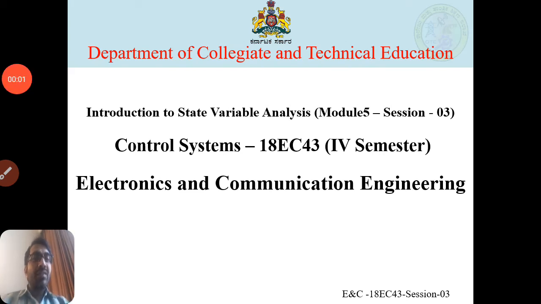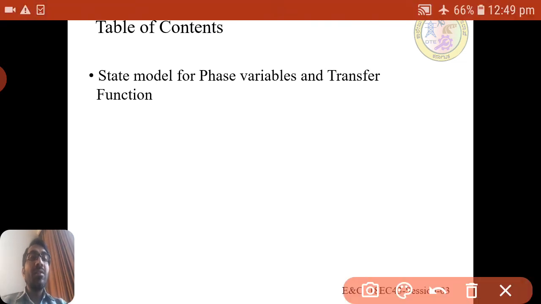So welcome to session 3 of the control system subject with subject code 18EC53. In the previous sessions we have seen what a state model is, and what a state variable, state vector and state space are. In the previous session we also saw how to generate the state model for electrical circuits. In this session we will see how to develop the state model for phase variables and also for the transfer function.